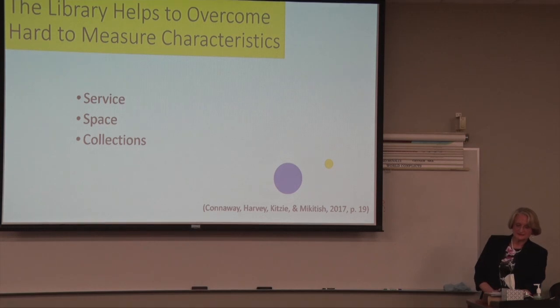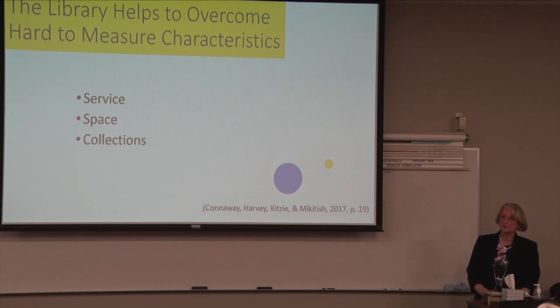There are multiple facets to these three library resources here that address the hard-to-measure goals and characteristics. We will be looking at how our services, space, and collections can help our students become lifelong learners. Services are the ways that the library interacts with users or facilitates use of its space or collection. Spaces are areas where users can interact with library services and collections in a physical or digital environment. And collections are the library's physical and digital holdings.